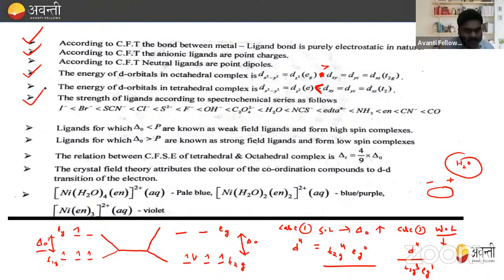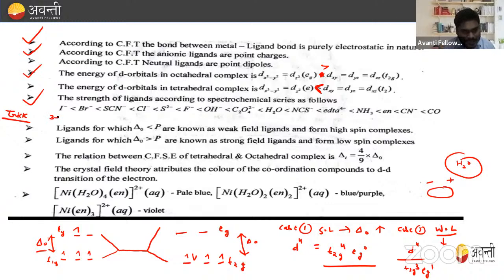Now, the next one is the strength of the ligand according to the spectrochemical series. Many of you face many problems related to this sequence. How will I remember the sequence? So I'm here to give you some trick. By using this trick, you can easily remember this. For example, what is the trick here? This trick is basically for remembering the spectrochemical series.